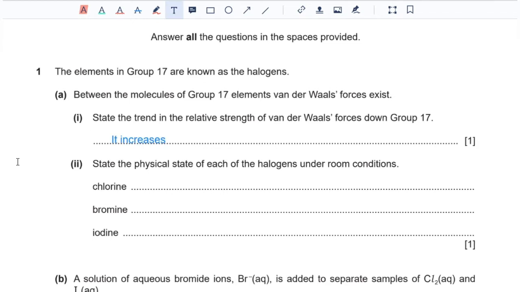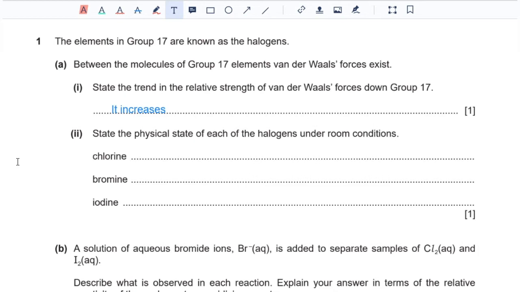2. State the physical state of each of the halogens under room conditions. So chlorine is going to be gaseous, bromine is liquid, and iodine is solid in state.